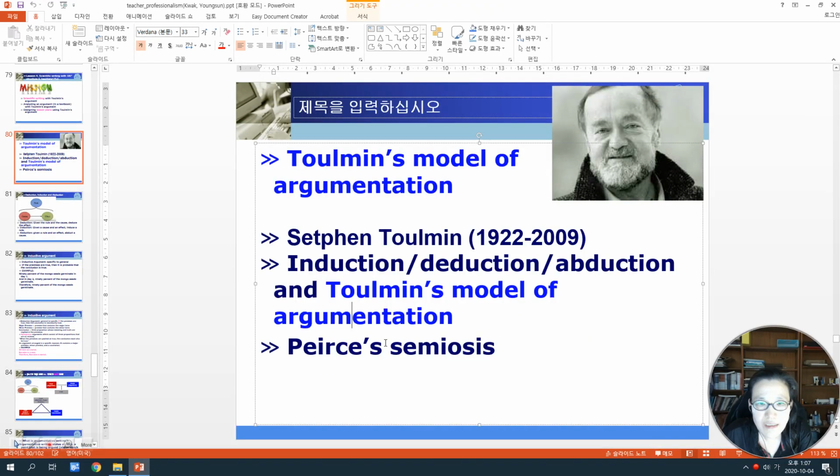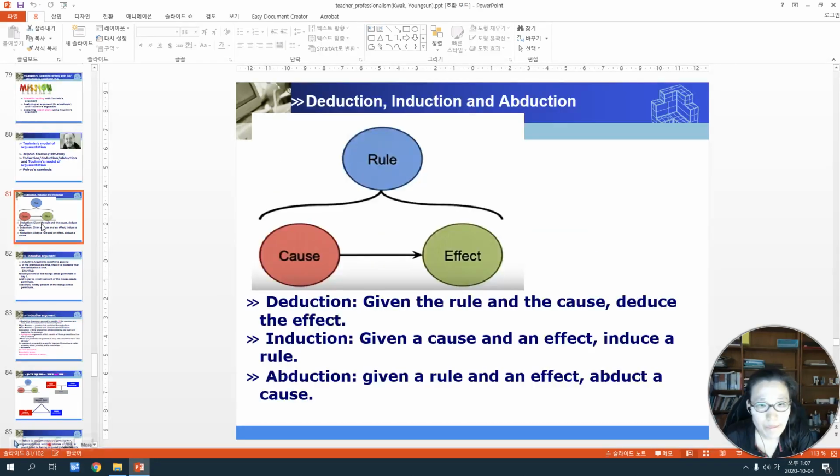Toulmin suggested his argumentation model based on syllogism. Syllogism is about a representative way of deduction. Before we talk about Toulmin's argumentation model, we will talk about induction, deduction, and abduction.